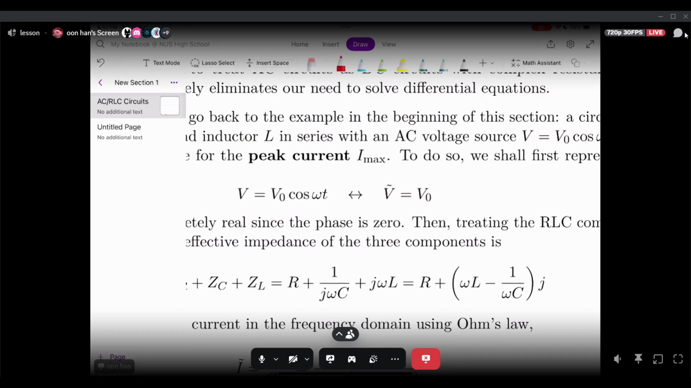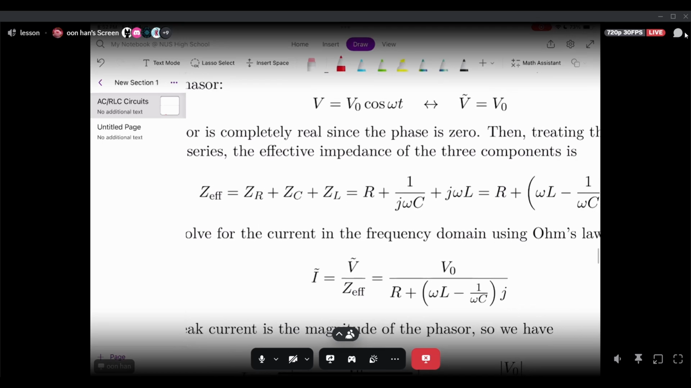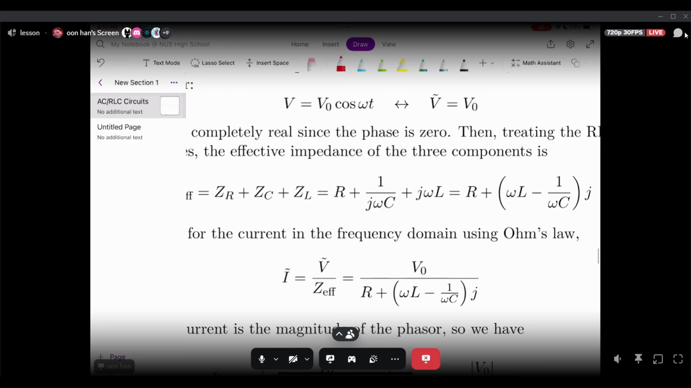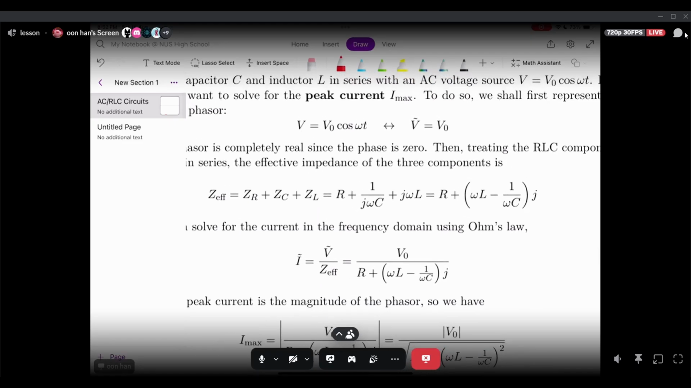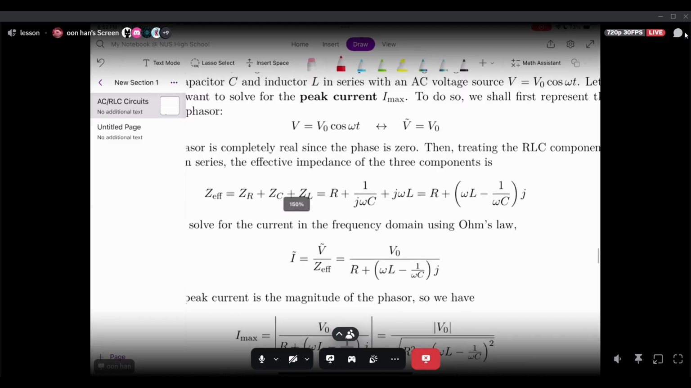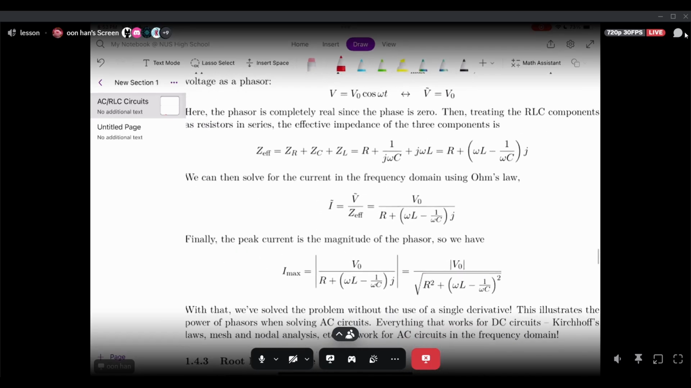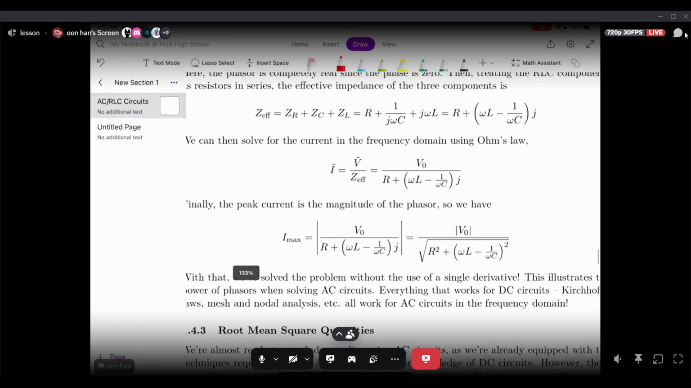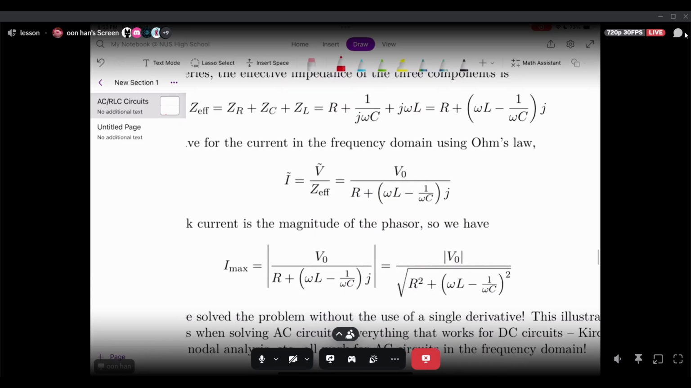So we have one resistor of impedance R, one of impedance 1 over j omega C, and one of impedance j omega L. Once you have three resistors in series, the effective impedance of all three components is the sum of all the impedances. So you get this. Then you can solve for the current in the frequency domain by using the equivalent of Ohm's law, so I is V over Z effective in the frequency domain, and you get this expression.